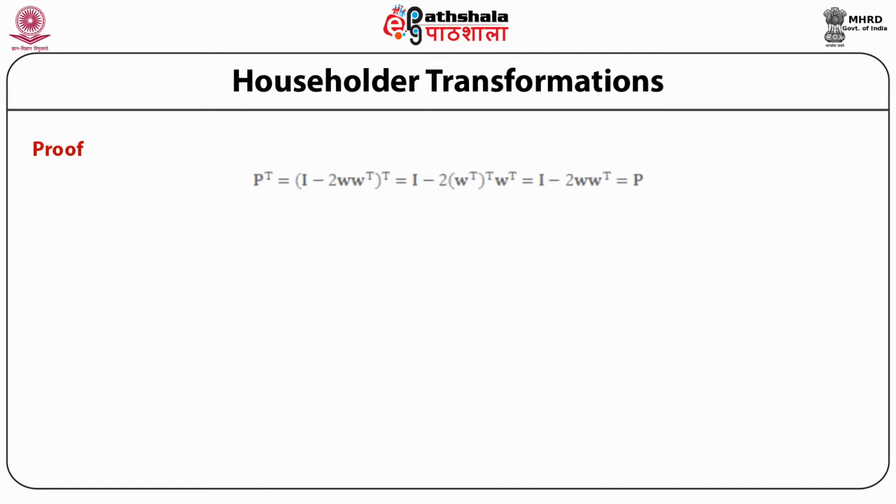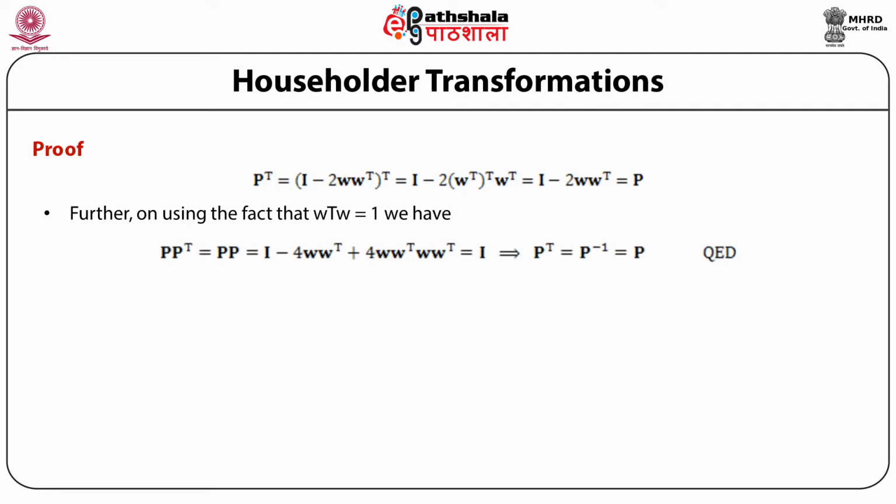So its proof: P transpose equals (I minus 2 W W transpose) whole transpose, equals I minus 2 W W transpose, which equals P. Further, using the fact that W transpose W equals 1, we have P into P transpose equals P into P equals I minus 4 W W transpose plus 4 W W transpose W W transpose equals I. So this implies that P transpose equals P inverse equals P.